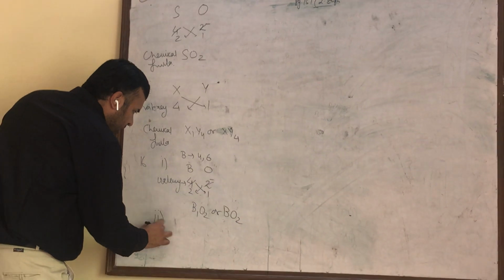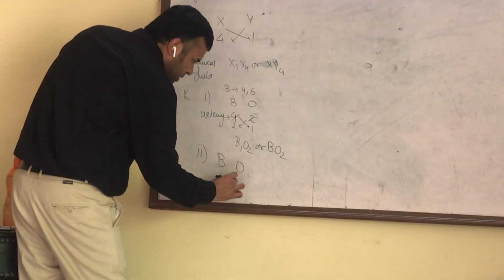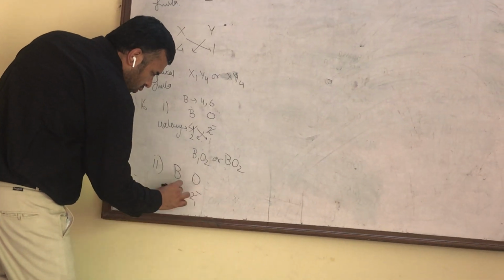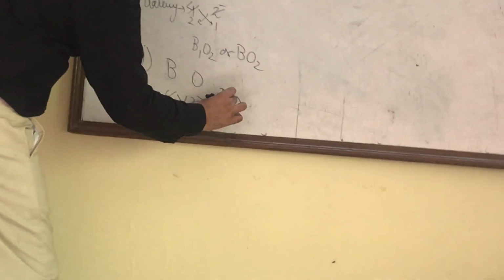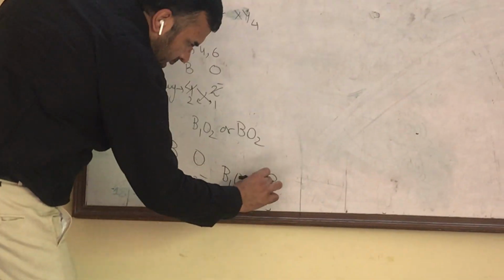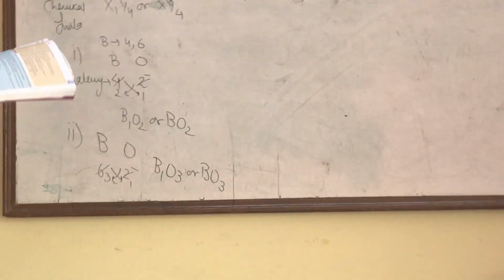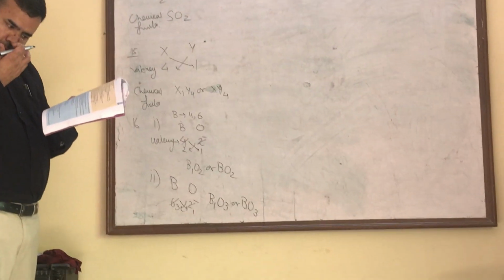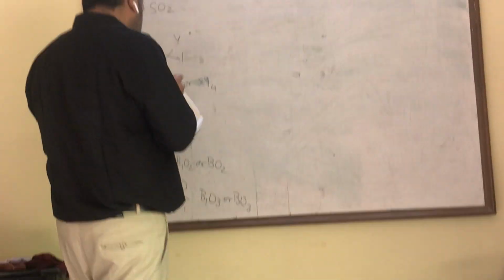Similarly, second part, valency of B is 6 and oxygen is 2 minus, criss-cross, so 2 and 3. So formula is B2O3 or simply BO3. Right? This is how you can find out the formulas. Okay, my dear students, one more question is there, a different one, 21st question.